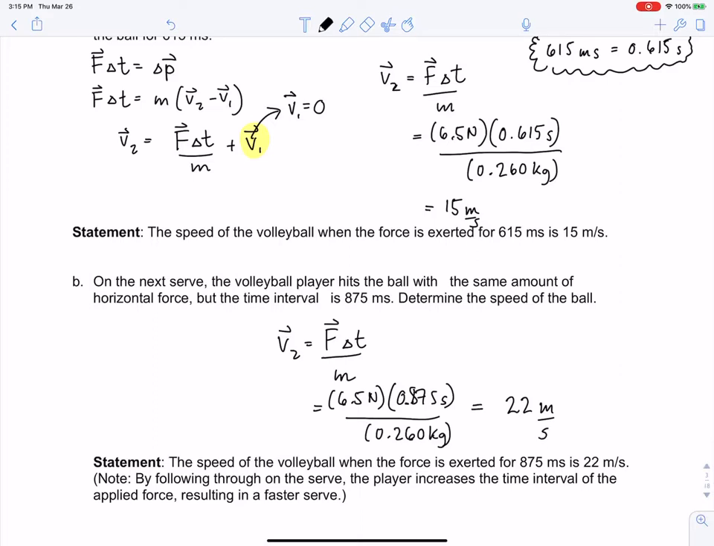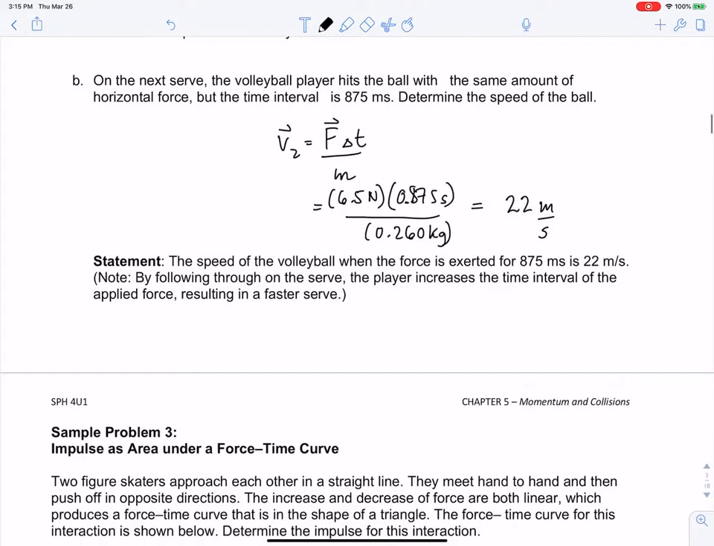And this makes sense. In the second situation, the volleyball was in contact with the force for a greater amount of time, therefore resulting in a larger speed. If you're a volleyball player, note that by following through on your serve, you will increase the time interval for the applied force, resulting in a faster serve. So please follow through on your serve.